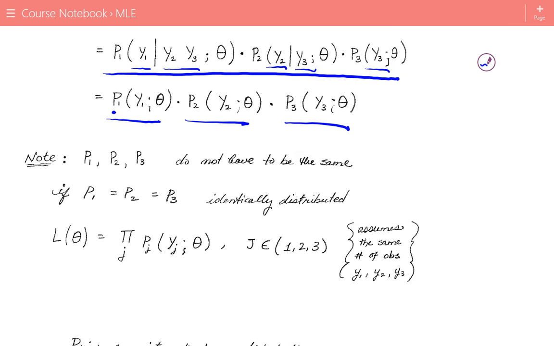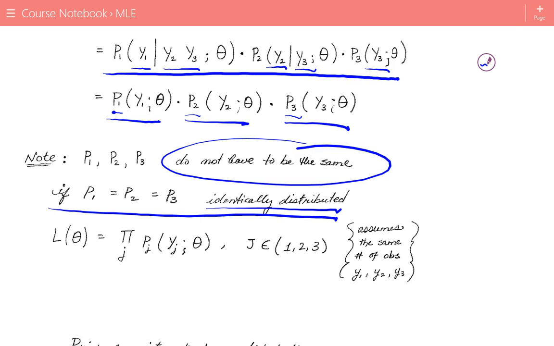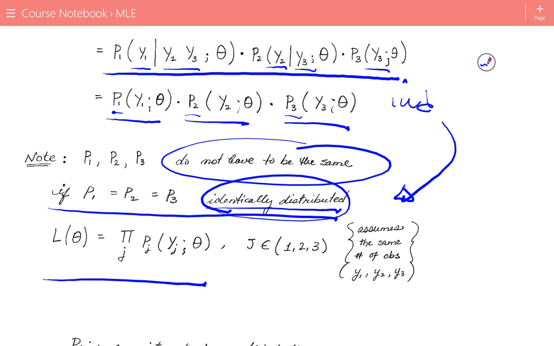Notice that these are indexed by 1, 2, and 3 to indicate that they don't actually have to be the same in our specification. If they were to be considered the same, then they would be considered identically distributed. So above we've specified here that they are independent, and we may also specify that they have the same distribution, which would be identically distributed if we wish to do so. But before we impose that, the general likelihood could be written then as the product, right? We're doing multiplication up here, so the product of these probabilities.